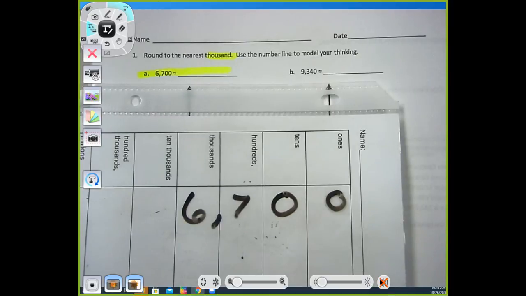Are we supposed to write that on our sleeve? Yep, go ahead, write it on your sleeve. What digit is in my thousands place?